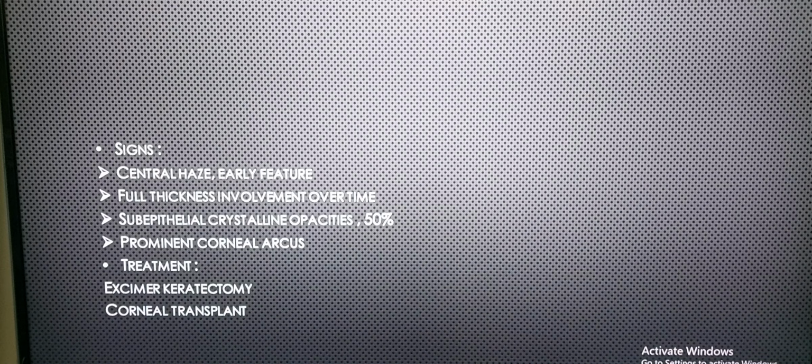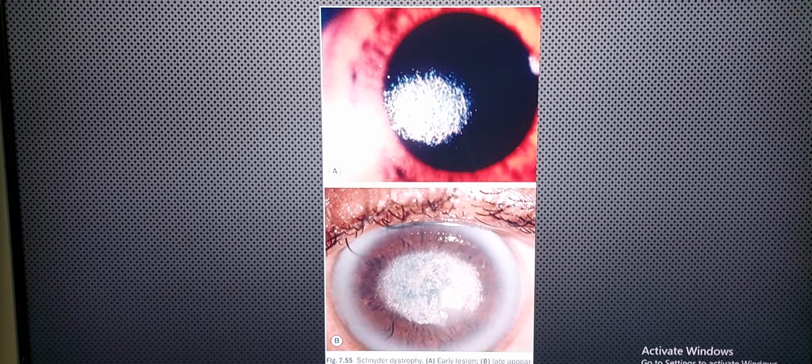There is a prominent corneal arcus. Treatment is excimer keratectomy and corneal transplant. This picture shows Schnyder dystrophy, the early lesion in figure A and the late appearance showing diffuse haze in figure B.